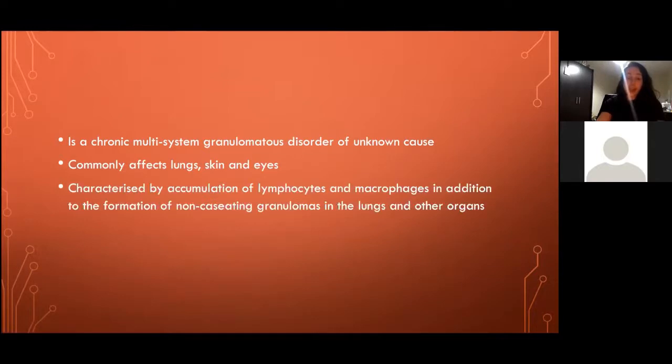So a bit about the condition. It's a chronic multi-system granulomatous disorder of an unknown cause. Commonly affects the lungs, skin and eyes. So it can affect virtually any organ, but generally it begins in the lungs, the skin and the lymph nodes as well. Less commonly it can affect the liver, the heart and the brain. So it's characterised by the accumulation of lymphocytes and macrophages, which are immune cells, in addition to the formation of non-caseating granulomas in the lungs and the other organs, as I've mentioned.